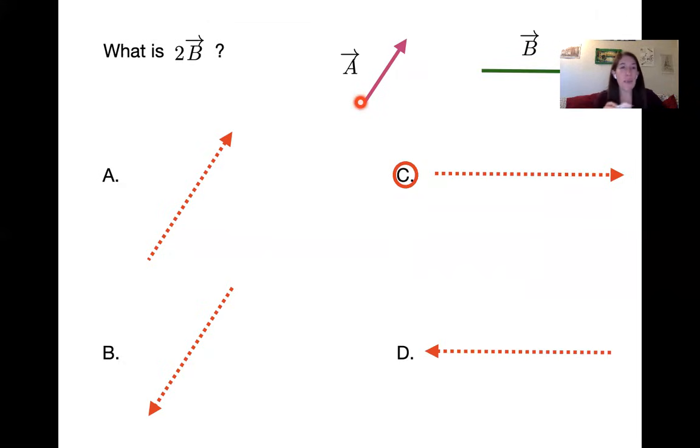The vector A doesn't matter, right? We're simply asked to compute 2 times B. Again, 2 is a scalar, it's just a number. B is this green vector, which seems to be pointing directly to the right. And the result of 2B is simply doubling the length of B, but keeping its direction constant. If we multiplied B by -2, then D would have been the correct answer. All right. So that is all there is to multiplying vectors by scalars.